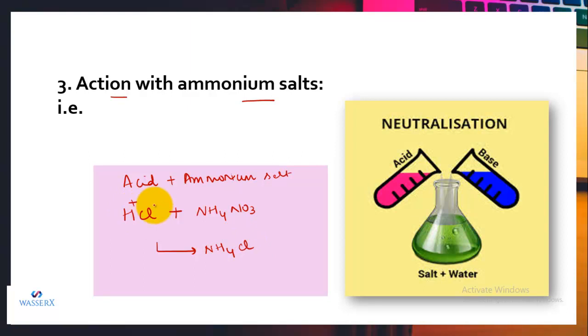When we react an acid with an ammonium salt, we get NH4Cl. Here, H is positive, Cl is negative, the ammonium ion has positive valency, and nitrate is negative. So they interchange their ions and form ammonium chloride, and along with it water is formed. Likewise, if we react HCl with NH4OH, that is ammonium hydroxide, we get NH4Cl, and along with that it produces water.